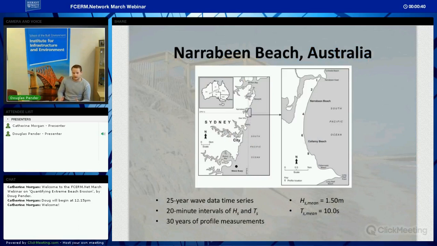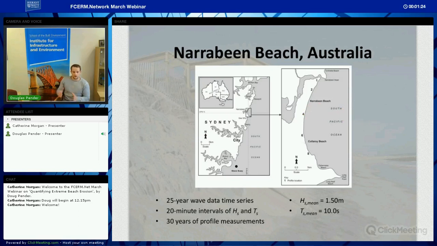This is a 3.5 kilometre embayed beach, about 20 kilometres north of Sydney. It's very exposed to the South Pacific Ocean. You can see here this extends right out into the South Pacific. At Narrabeen Beach, extensive wave data and beach profile measurements have been taken over the years. We had access to about 25 years of wave data time series, that's 20-minute intervals of significant wave height and significant wave period, and about 30 years of profile measurements. These are at different locations down the beach, and all the work we talk about today is based on profile 4 in the centre.